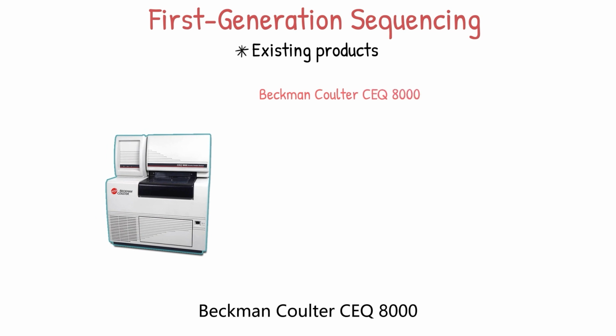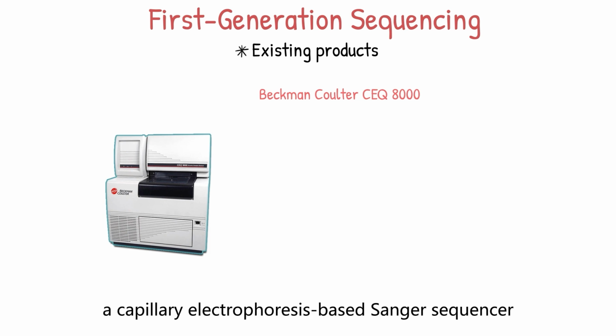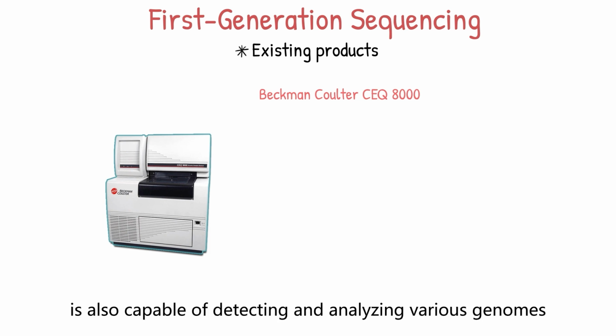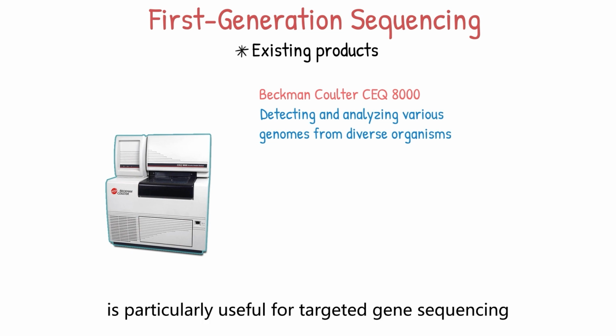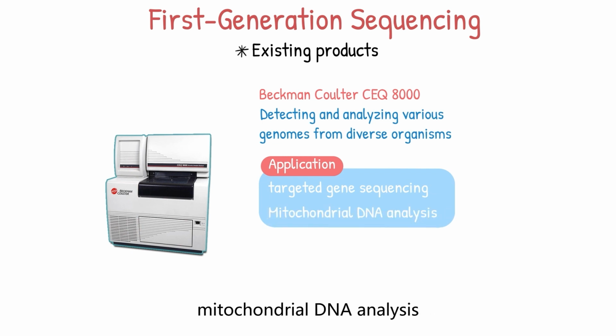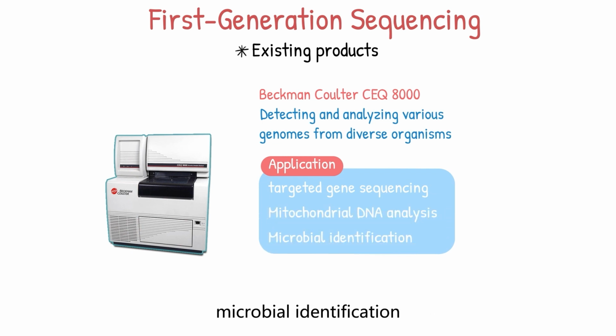Beckman-Coulter CEQ8000. The Beckman-Coulter CEQ8000, a capillary electrophoresis-based Sanger sequencer, is also capable of detecting and analyzing various genomes from diverse organisms. This automated and rapid system is particularly useful for targeted gene sequencing, mitochondrial DNA analysis, microbial identification, and viral genotyping.